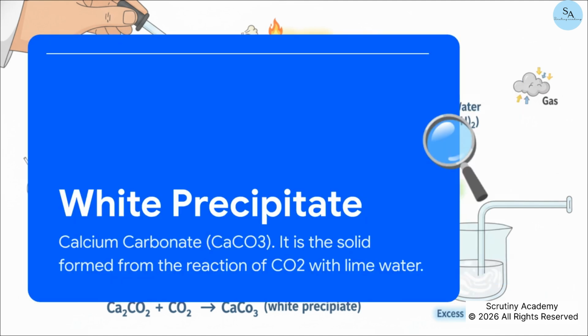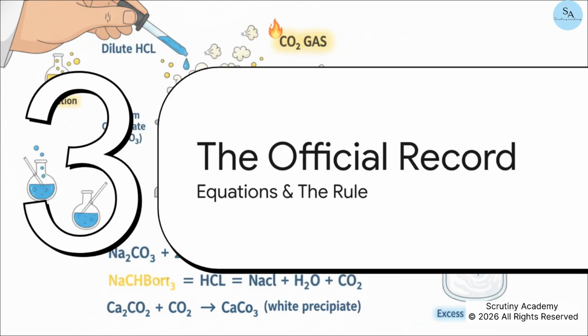So, what is this milky thing really? Well, a new substance has formed, a solid called calcium carbonate. This solid doesn't dissolve in the water, so its tiny particles just float around, making the whole solution look milky. And we call this a white precipitate. So, we've seen the experiment, and we've identified the gas. Now let's write it all down in the language of chemistry, with the correct equations and the general rule.